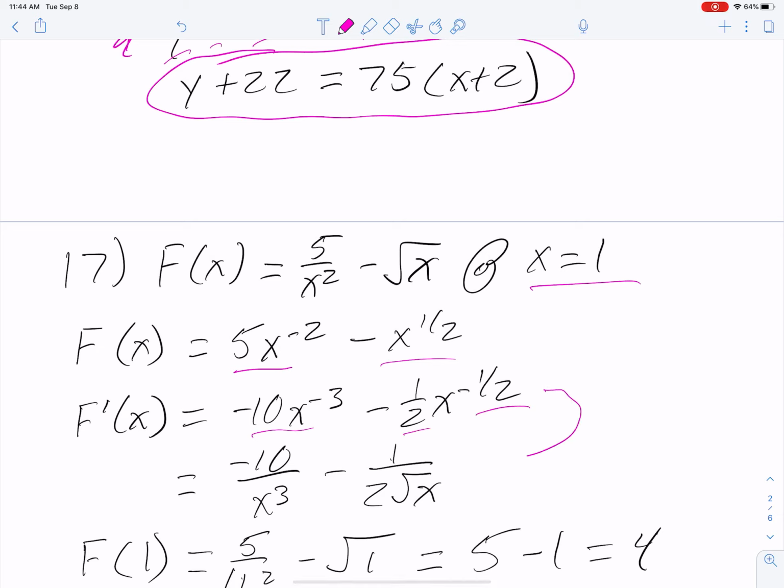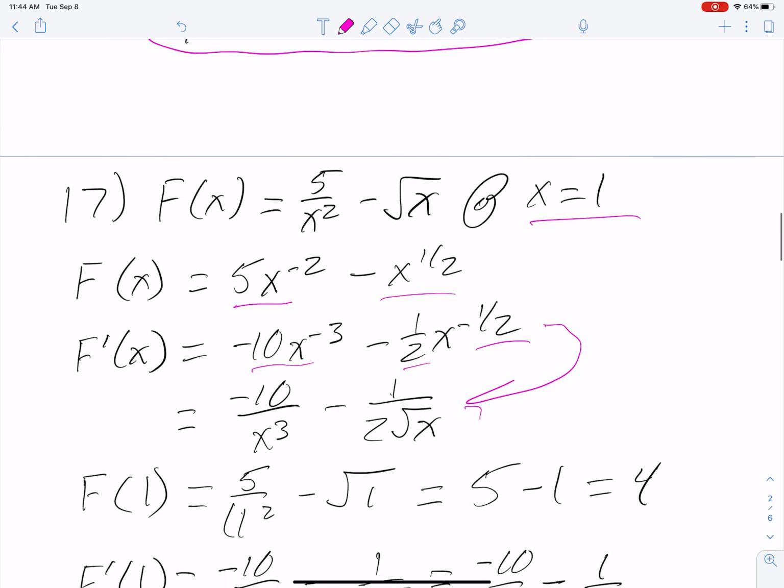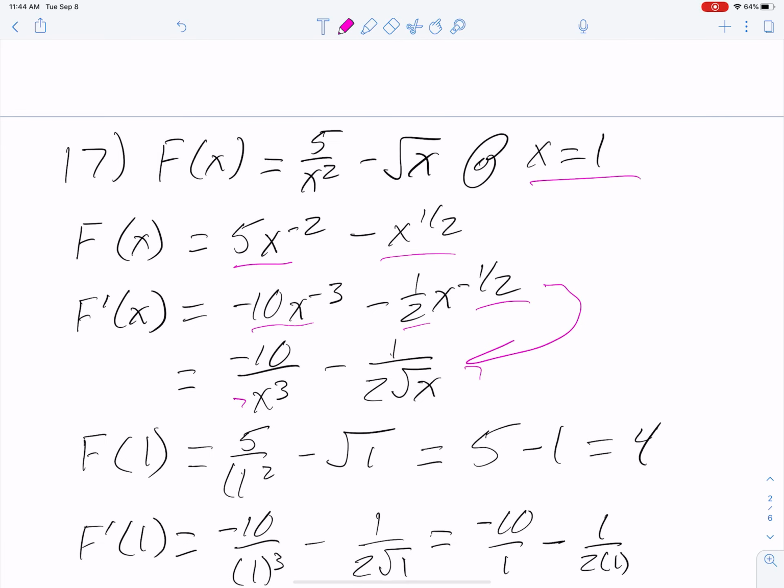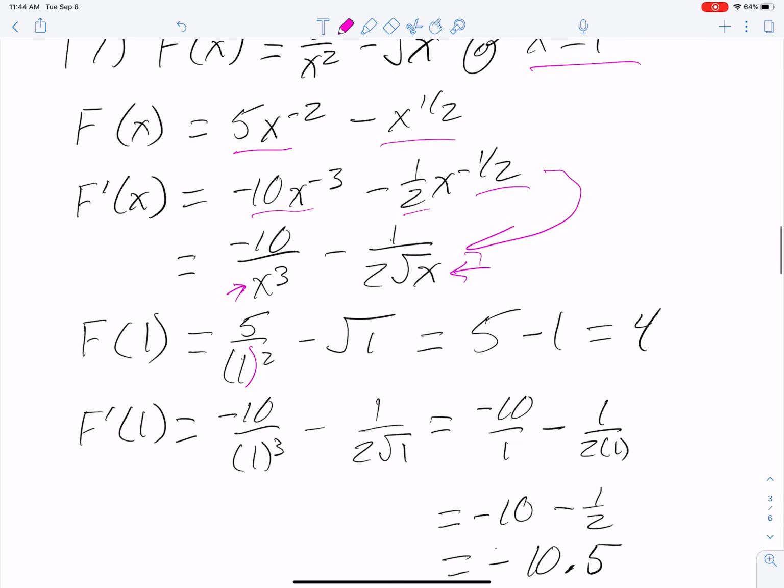But now I've got to rewrite. So again, when I have a negative exponent, the only thing that moves is my variable. My variable moves to the denominator for the next piece, the x to the negative 1/2, but it also goes inside a radical.